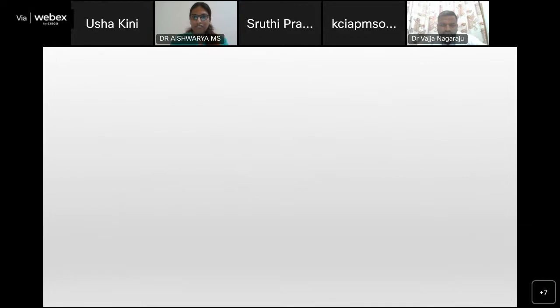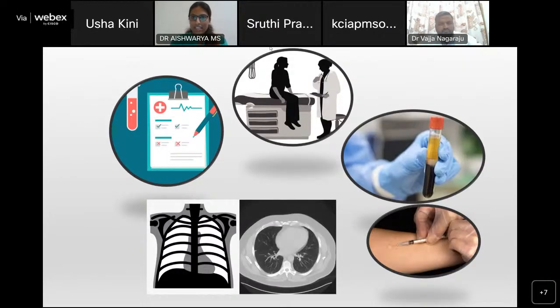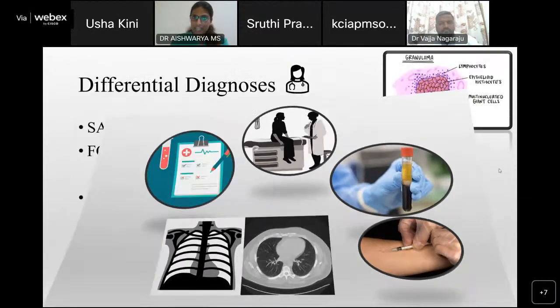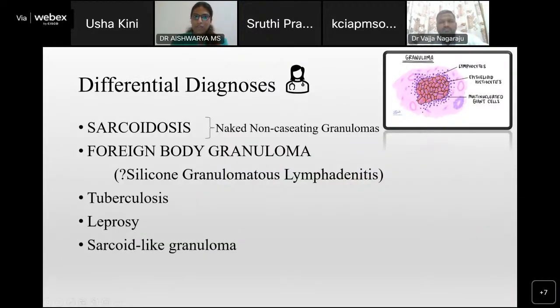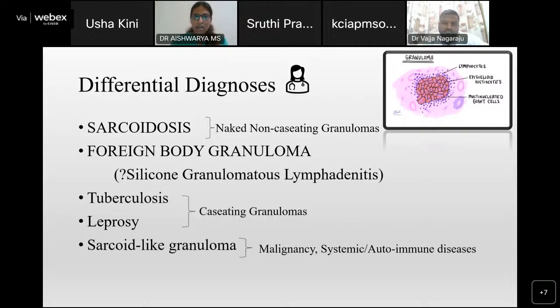Since we do not have further information about the history, the clinical examination, and the tests done in this case, my differential diagnoses are sarcoidosis because of the naked non-caseating granulomas, foreign body granulomas, probably silicone granulomatous lymphadenitis since this is from the axillary lymph node, tuberculosis, leprosy, and sarcoid-like granulomas seen in underlying malignant conditions or systemic diseases. But TB and leprosy have caseating granulomas, so I would go more towards sarcoidosis or foreign body granulomas.